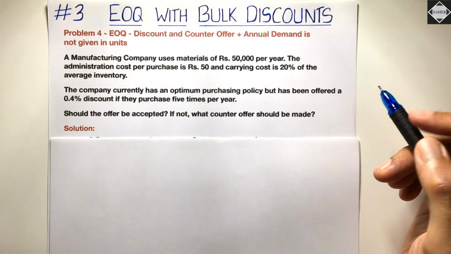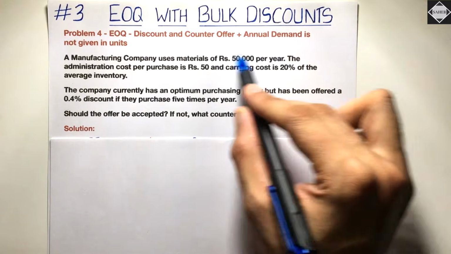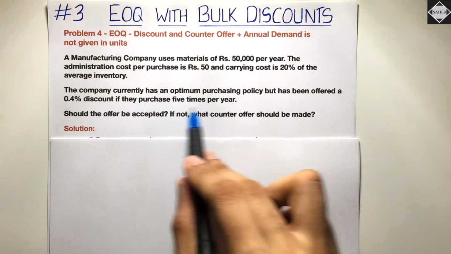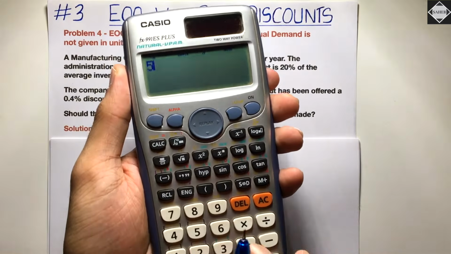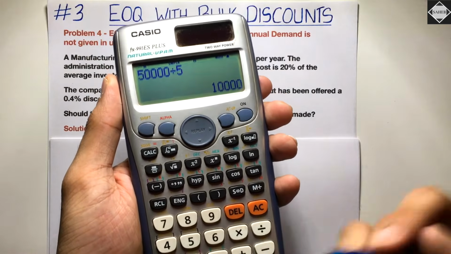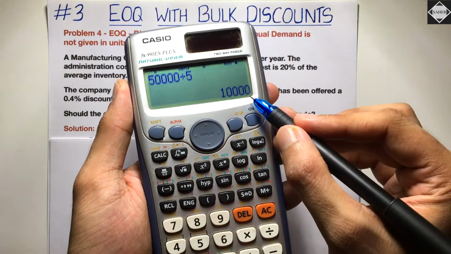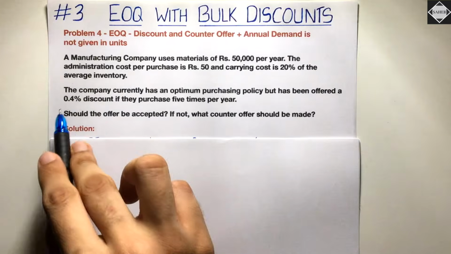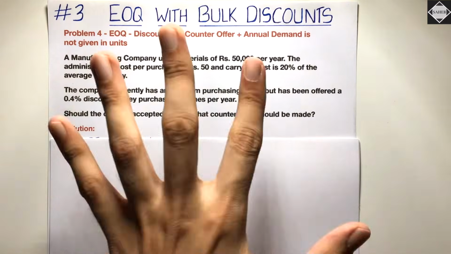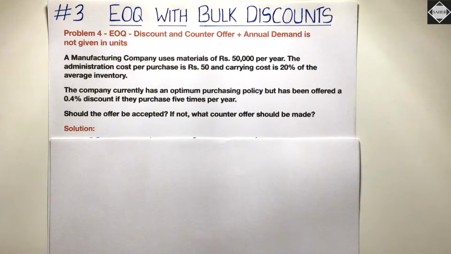5 orders we have to make. Is it clear? See here, annual consumption, annual demand, is 50,000, right? If we are purchasing 5 times per year, then what will happen? 50,000 divided by 5. So every time we will be making an order of 10,000, less the 0.4% discount, of course. This is what will be happening. So we'll be making 5 orders. Do you understand the logic? Don't worry, we'll see everything.